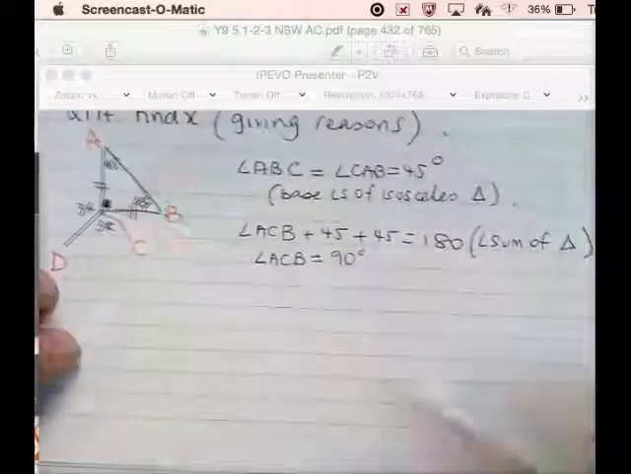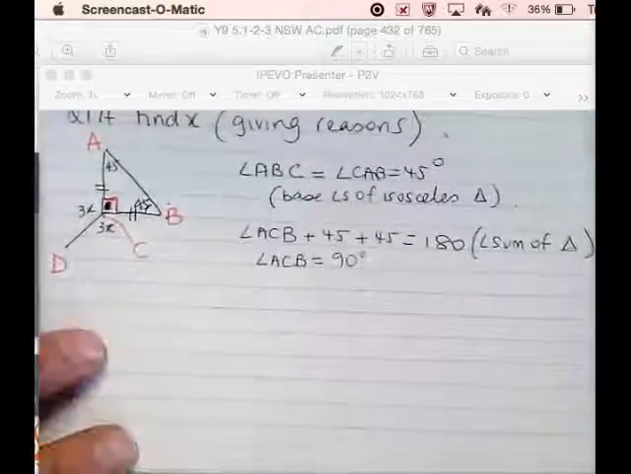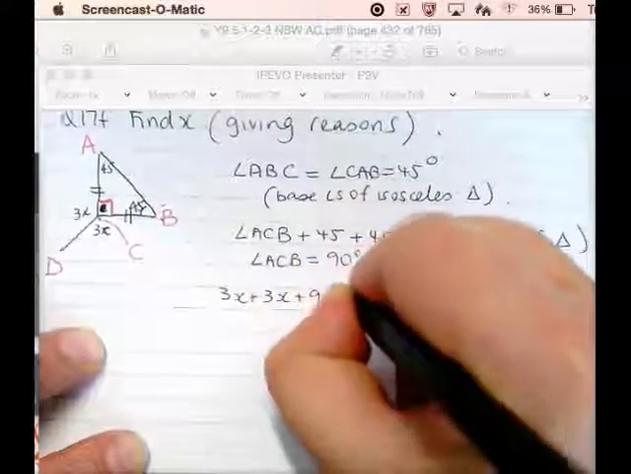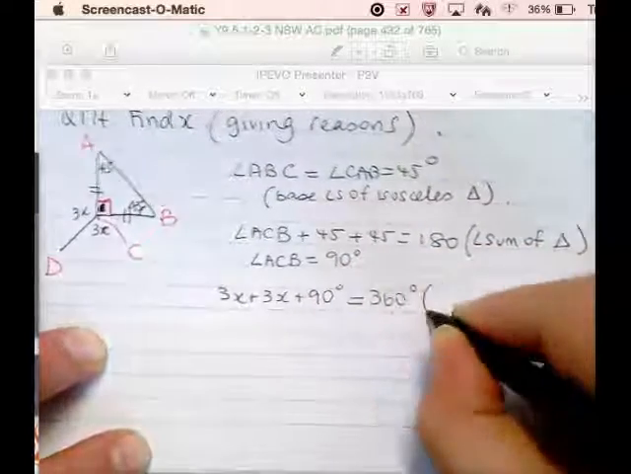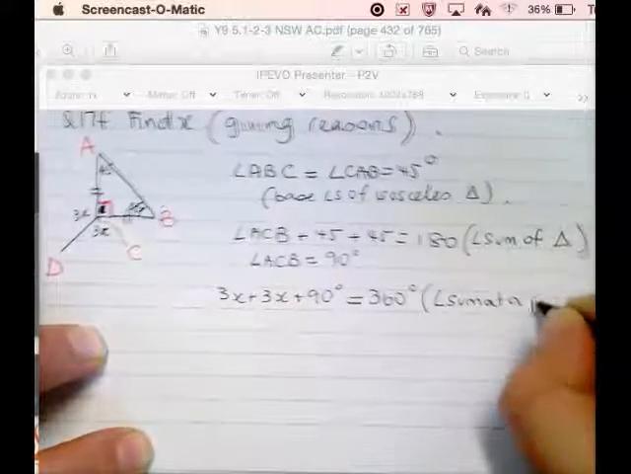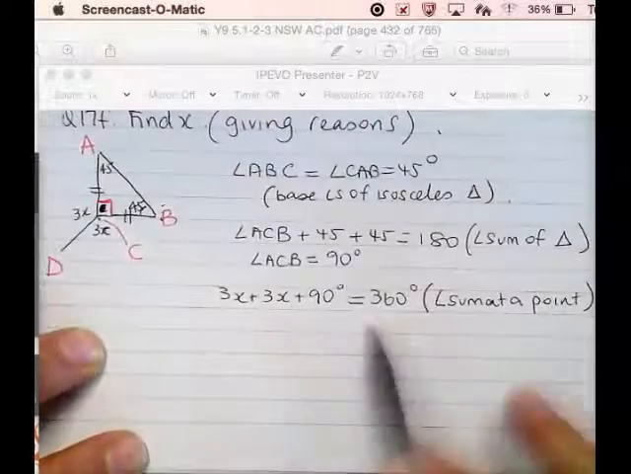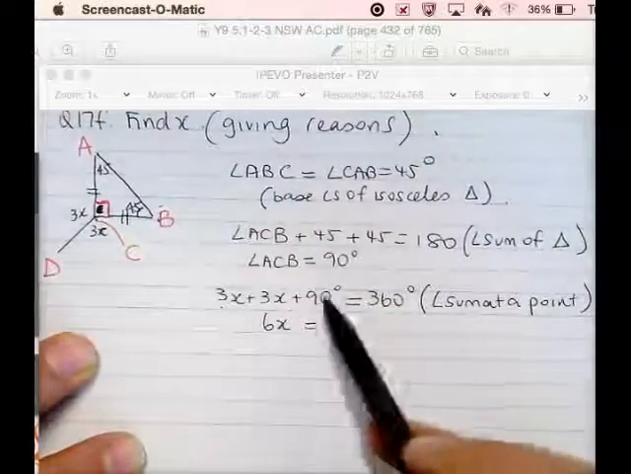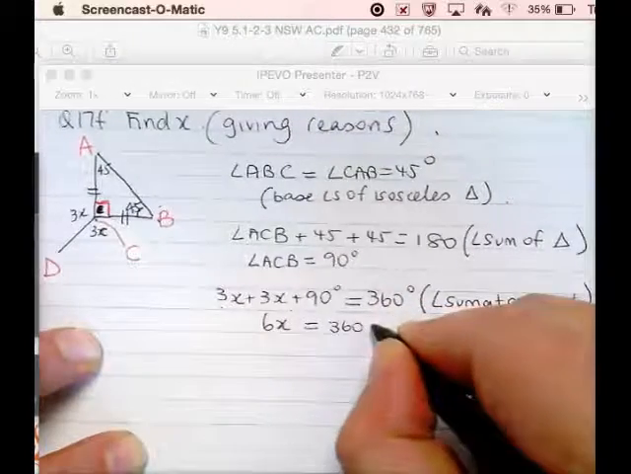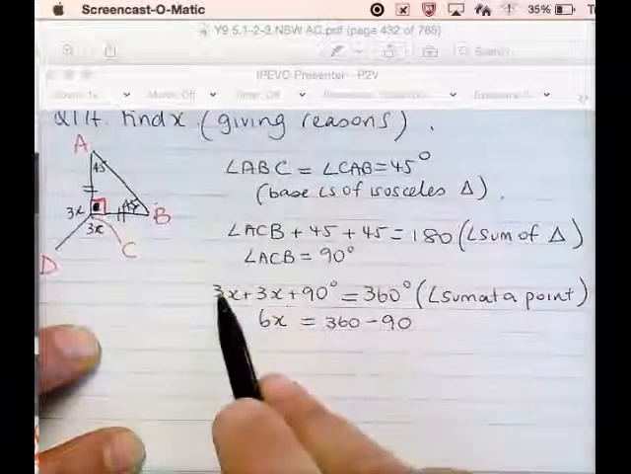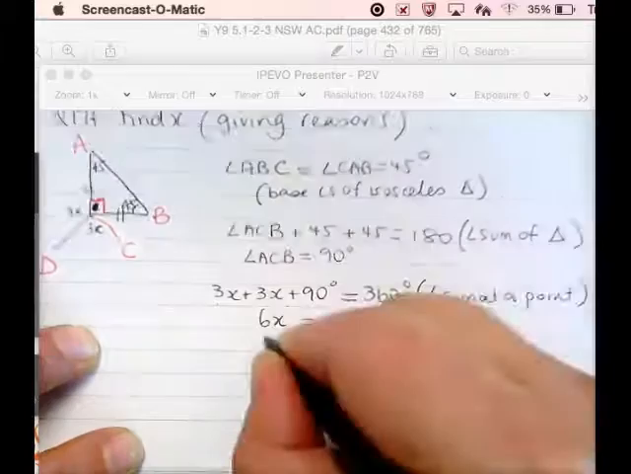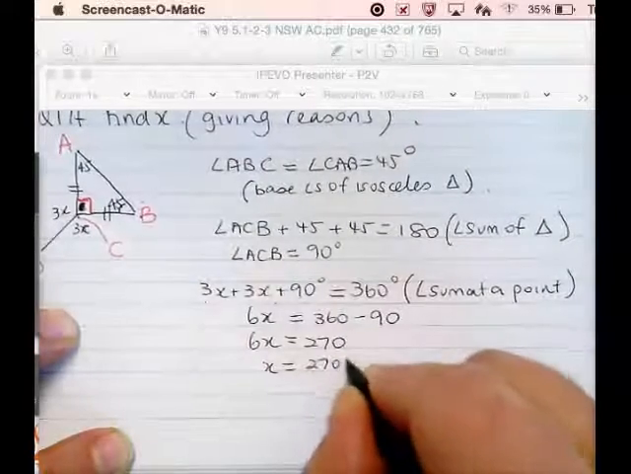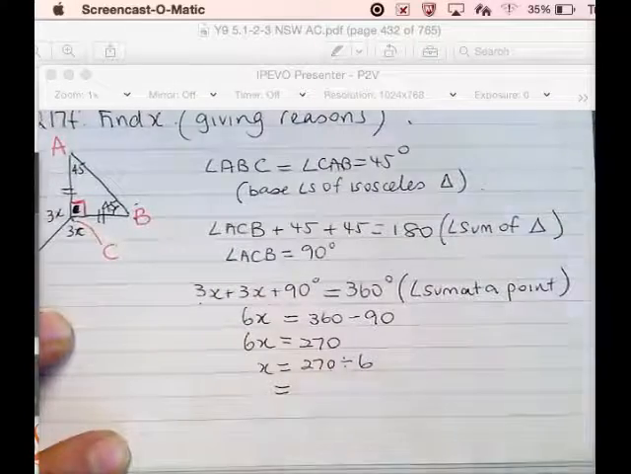Okay. Now that I know that ACB is 90, that's great. I'll put it in. What can I do next? So what can I set up? I've got all these angles together. Add up to? Yeah. 3x plus 90 is how much? Reason: angle sum at a point. You don't have to put equals 360. Angle sum at a point. So what's 3x plus 3x? 6x. Why don't I take the 90 to the other side? 6x is 360 minus 90. Are we okay with that? 6x plus 90 is 360. So 6x is how much? 270. Therefore, x is 270 divided by 6. Now, you don't have to show 270 divided by 6. You can just put the answer.